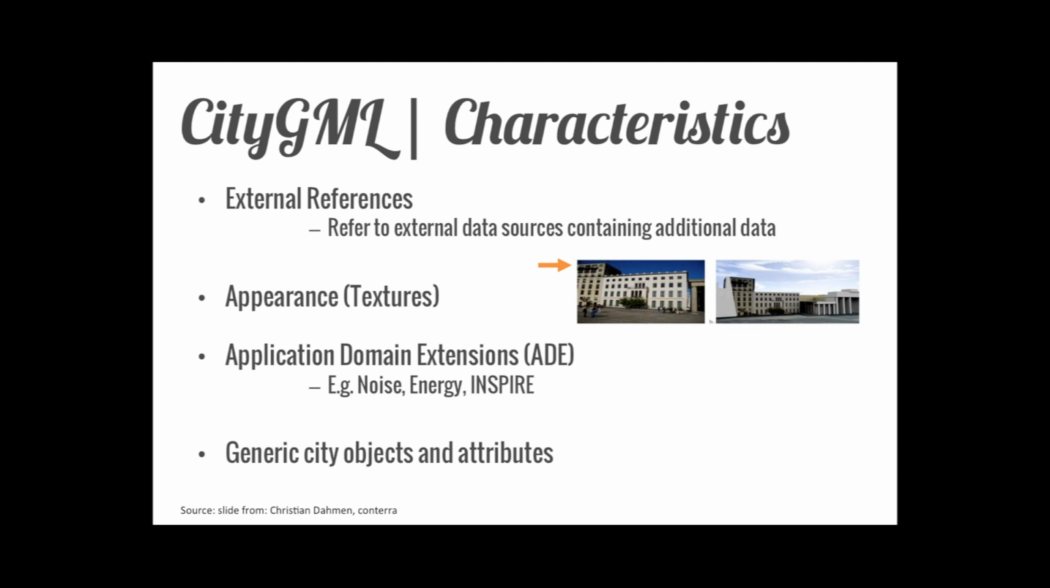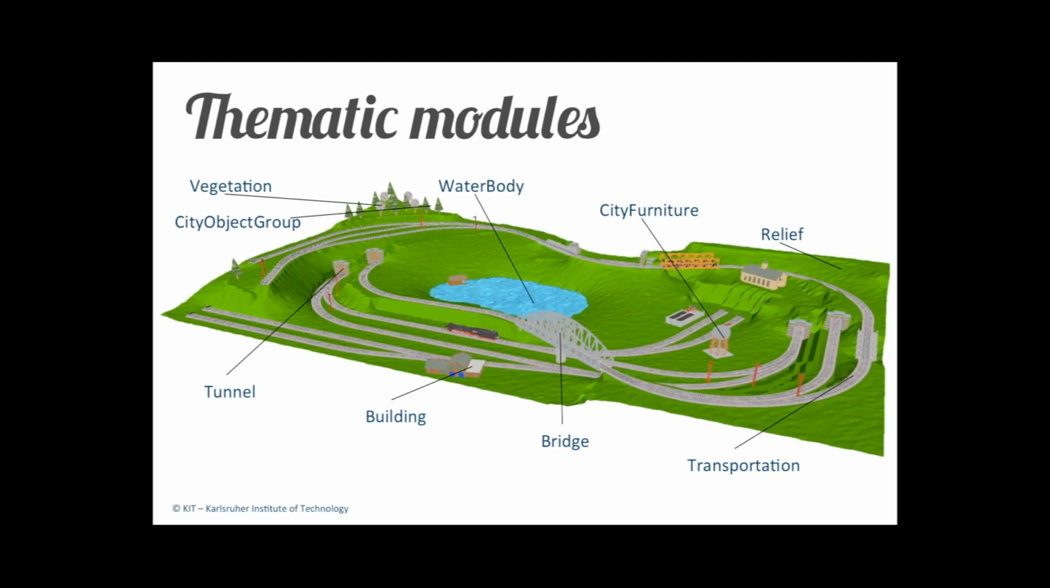And as we'll see today, there's support for things like external references because you can't fit everything. No model is complete. It can't encompass all the details you might want, so having support for external references is important. You can texture things with raster or different types of textures, and ADE allows you to extend the schema for particular applications such as energy or noise. So here are just some examples of the different themes, whether it's water or bridge, railway, different transportation, things like that.